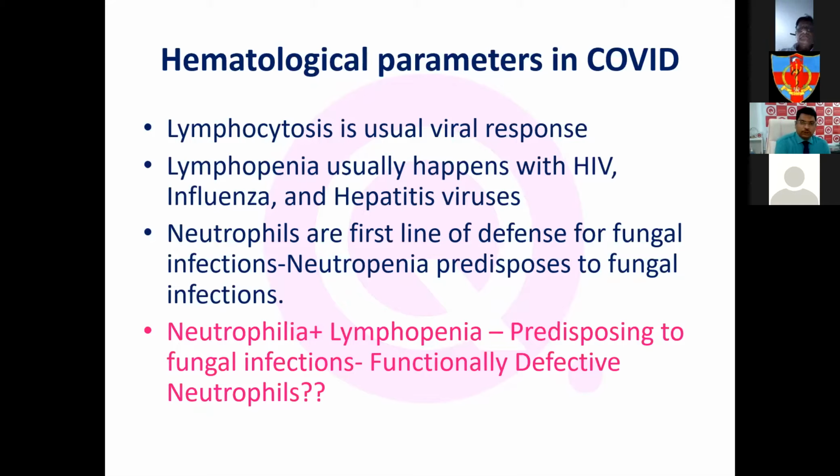So, with a large number of neutrophils available, a lymphopenia predisposing to a fungal infection and other opportunistic infections is something unique in COVID-19 infection. Probably because even in an abundance of neutrophils such a thing is happening, it means that there is a problem in the innate immunity, which I'll come to in the next few slides. That makes the neutrophils less functional and they're not able to do their job.